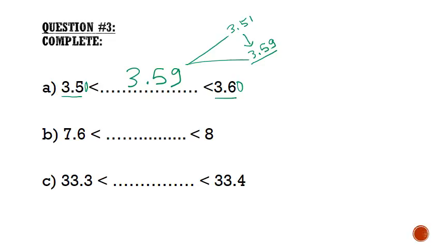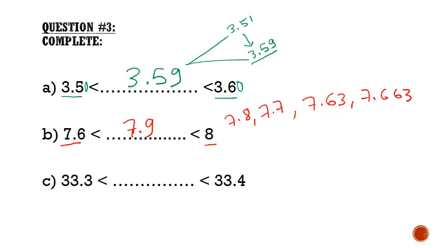Now the second one, yes, Ali. Can you give us a decimal number between 7.6 and 8? 7.9. Very good. Who can give me another number? 7.8. What else? 7.7. Do I have any other answers? No, because after 7.9, what do I have? 8. Actually, I have a lot of possibilities. I can write, for example, 7.63, 7.663. So I have many answers.